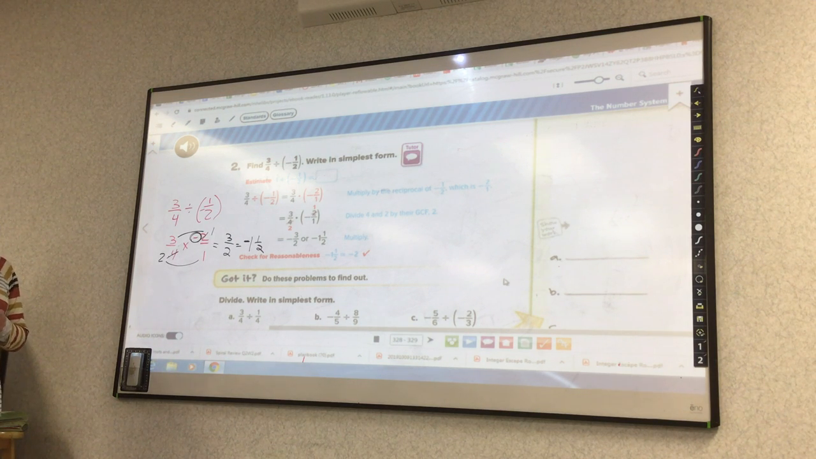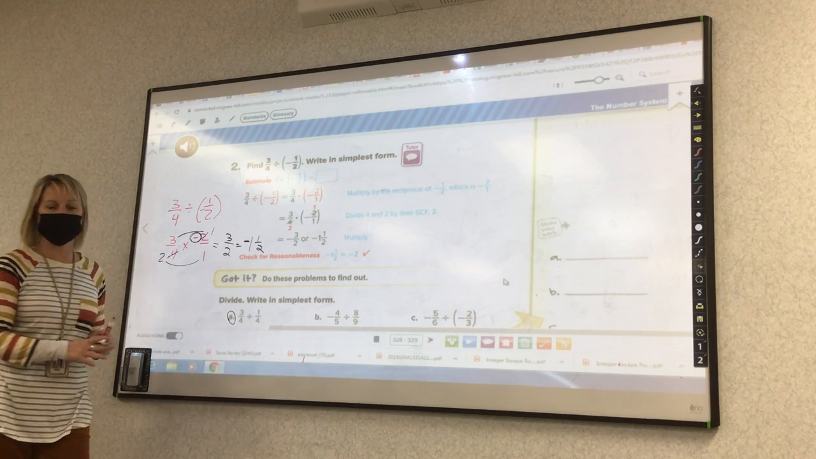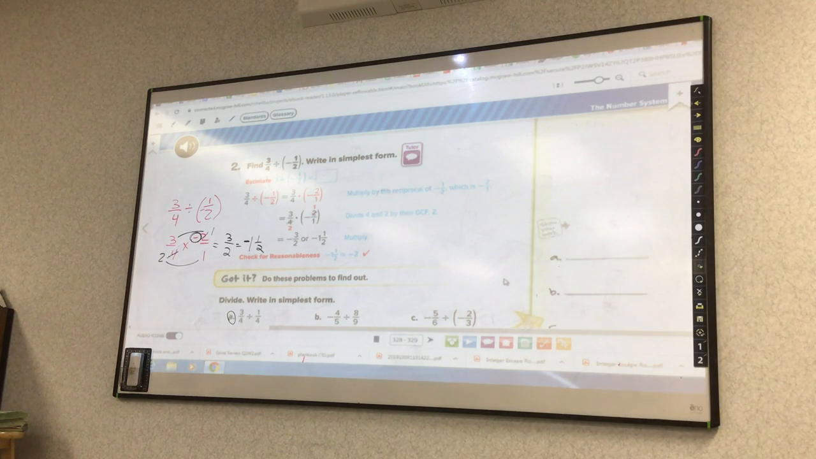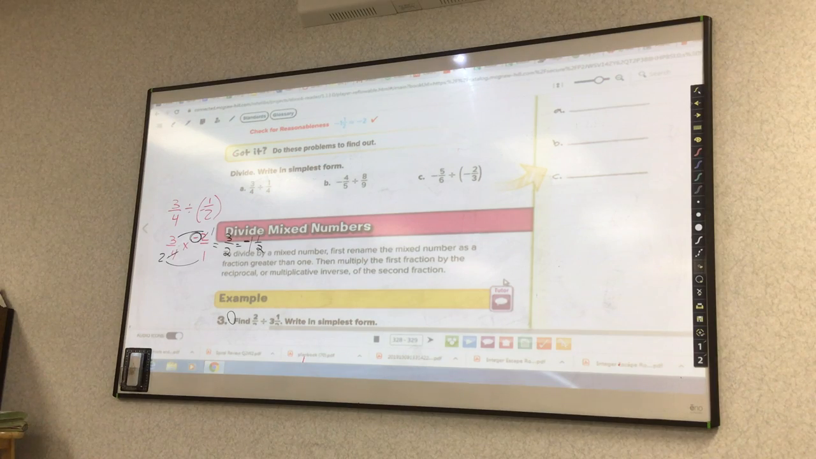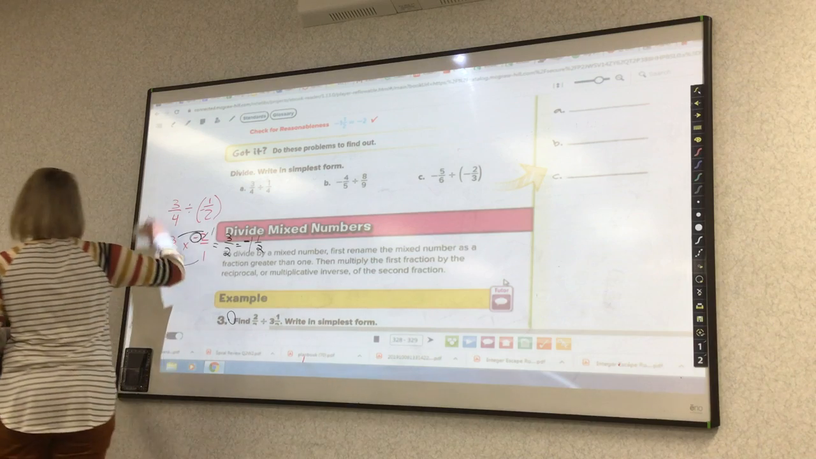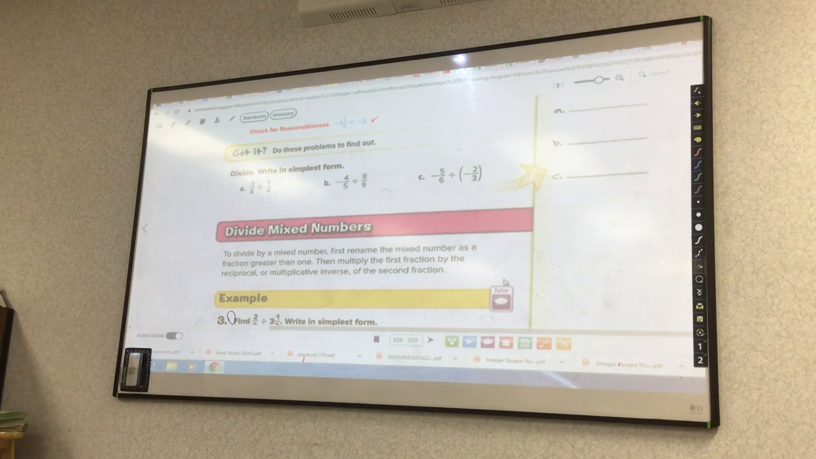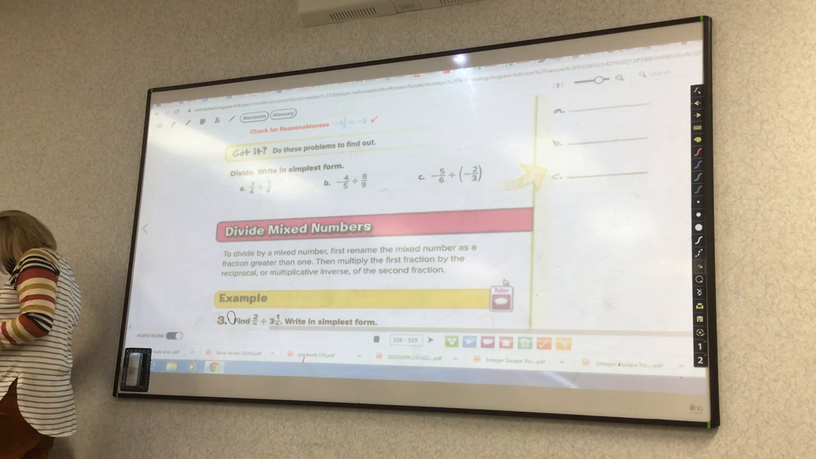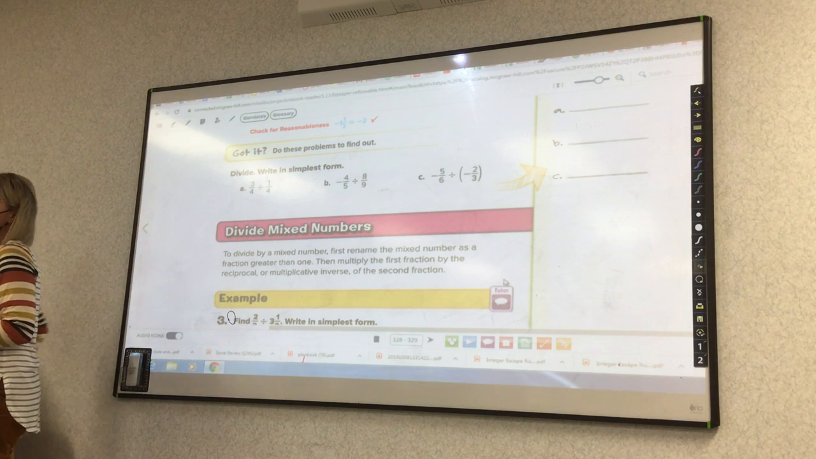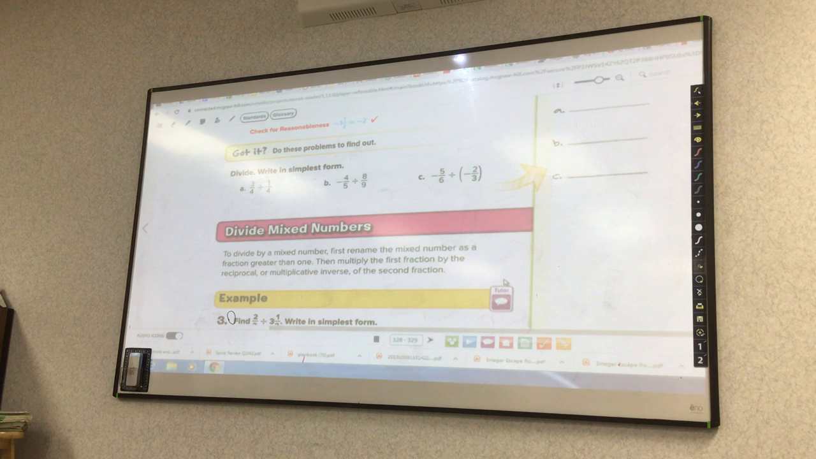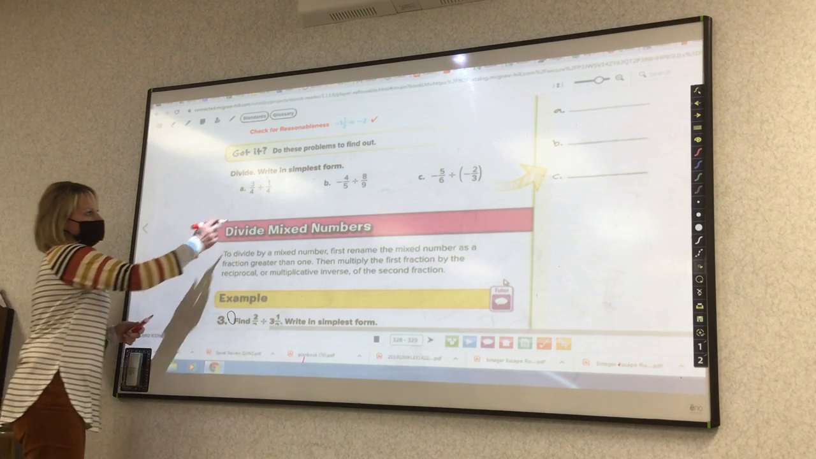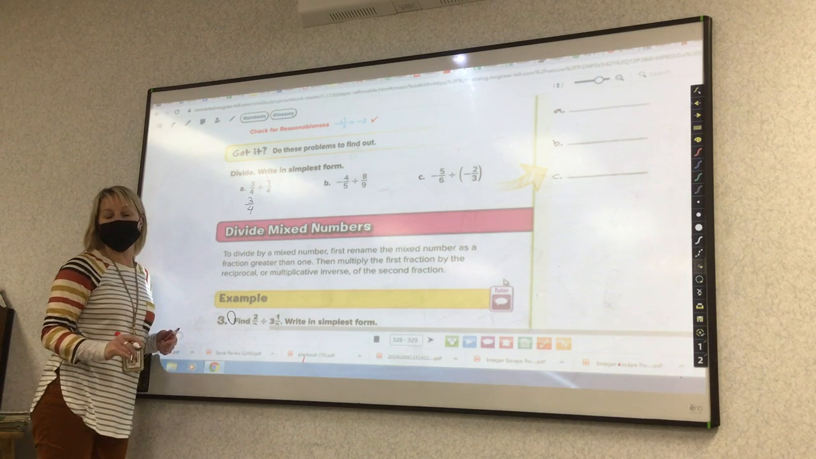All right, I think you guys are ready to do a few on your own, so why don't you go ahead and do A, 3/4 divided by 1/4. Just say for right now, when you're done with A, stand up. Pencils down. You keep 3/4, and then you didn't even have to rewrite the original problem.